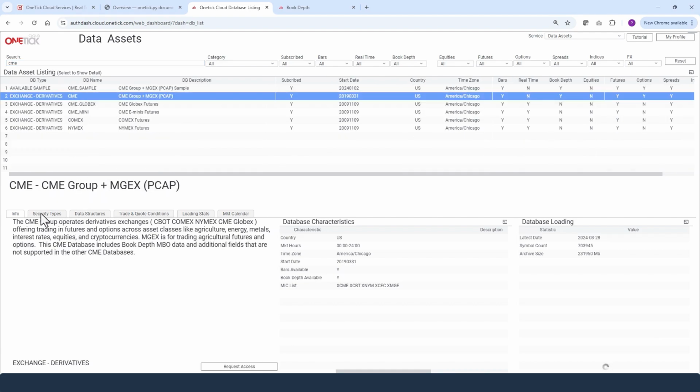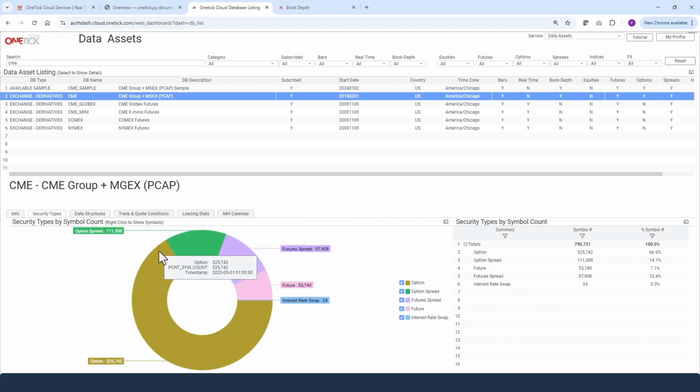Now, the full CME database, which is available to subscribers, covers the full CME universe of contracts, which is nearly 800,000, across futures, future spreads, options, and option spreads, and a few interest rate swaps.